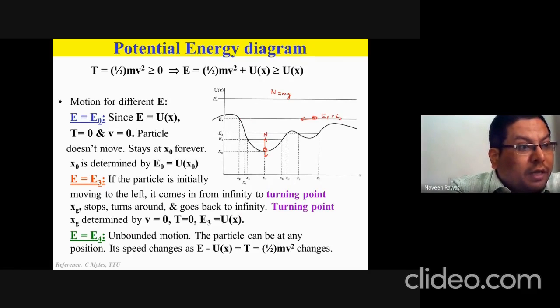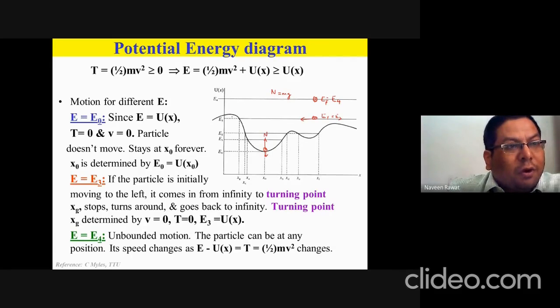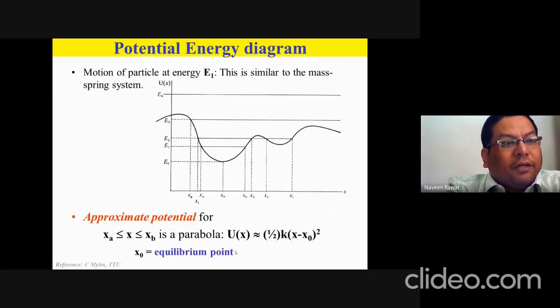Similarly, you can think if the energy is more than this barrier, suppose the particle is coming with an energy such that it is now here and the energy that it possesses is E4, then clearly it can possess more energy than this barrier. So it is performing basically unbounded motion. That is, it is not bound by any potential energy function. And then the speed of the particle, you can find 1/2 mv square is just going to be E minus U of x. So these are some of the scenarios that you can encounter.